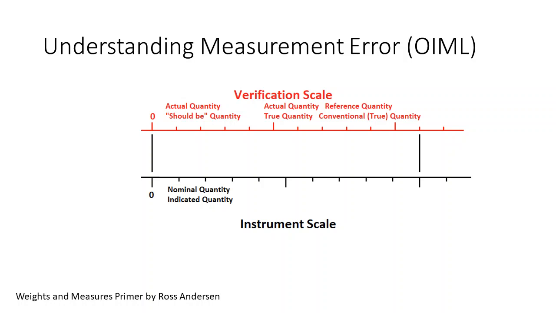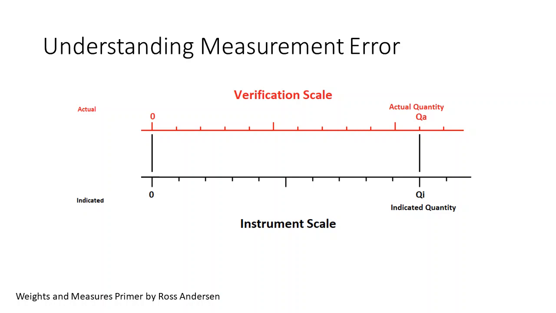I like this last name, since for each test we have a convention to use a specified reference standard and a designated test procedure. However you arrive at the value on the verification scale, it is from a measurement that has some degree of uncertainty. Under the convention, the uncertainty is accepted as small enough for the intended purpose. Let's agree to call the value on the instrument scale the indicated value, and the value on the verification scale the actual value. I will refer to them as QI for indicated value corresponding to QA for actual value. One point with a specific name on each scale.